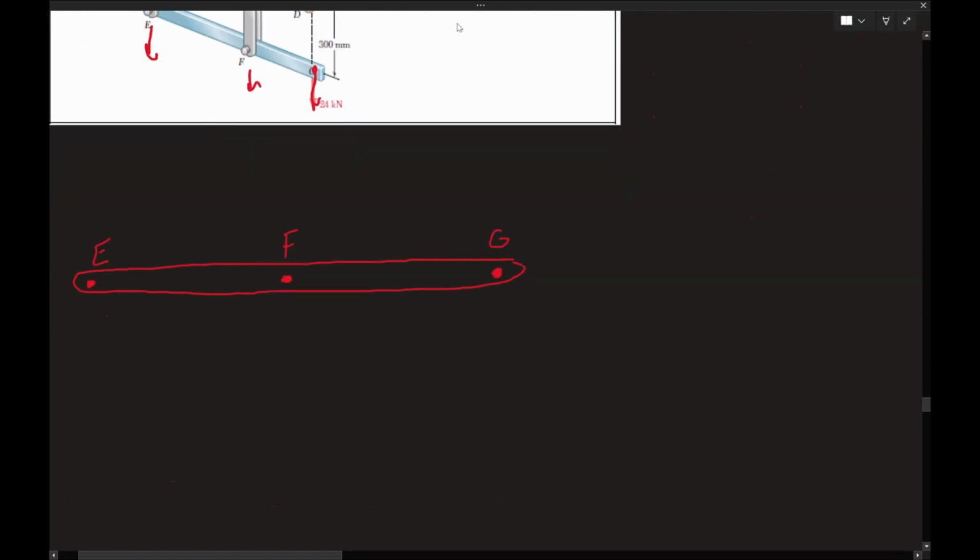I should have done those underneath. I don't know. F, E. This guy. That's 24 kilonewton pulling down here.